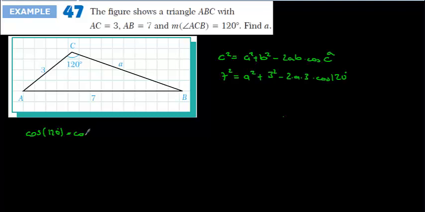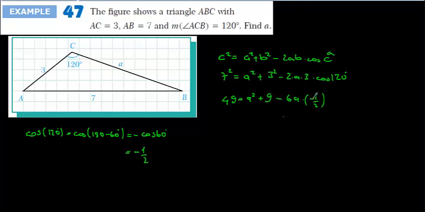Cosine 120 is equal to cosine of 180 minus 60. We are not going to change the function, but we are going to make it minus cosine 60. Cosine 60, if you remember, is 1 over 2, so the answer is minus 1 over 2. So 49 is equal to a squared, we are going to leave it, plus 9 minus 6a times minus 1 over 2.